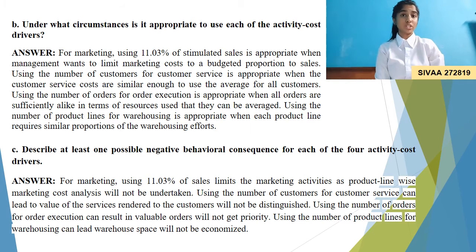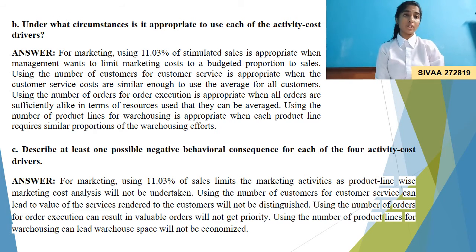Next is question B. Question B requires under what circumstances it is appropriate to use each of the activity cost drivers. The answer is, for marketing, using 11.03% of sales is appropriate when management wants to limit marketing costs to a budgeted proportion to sales. Using the number of customers for customer service is appropriate when the customer service costs are similar enough to use the average for all customers.